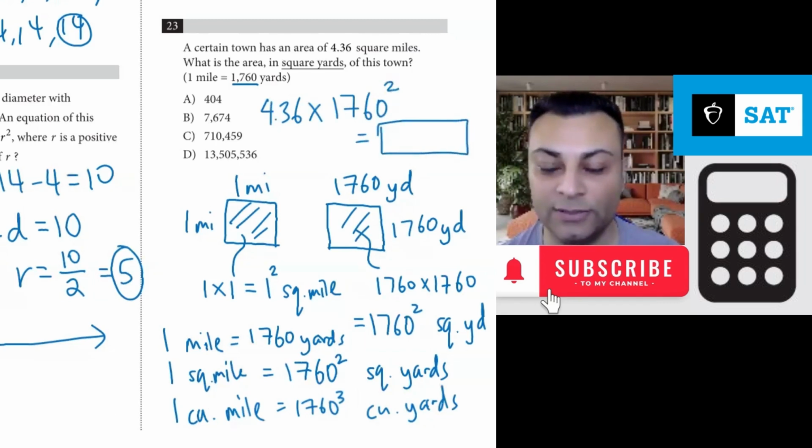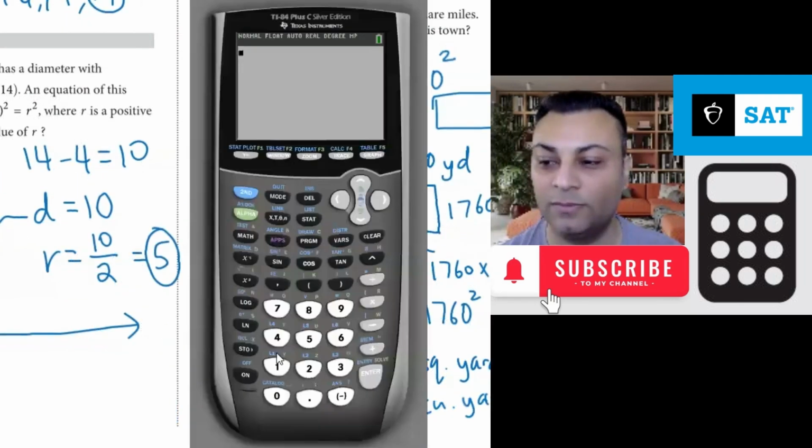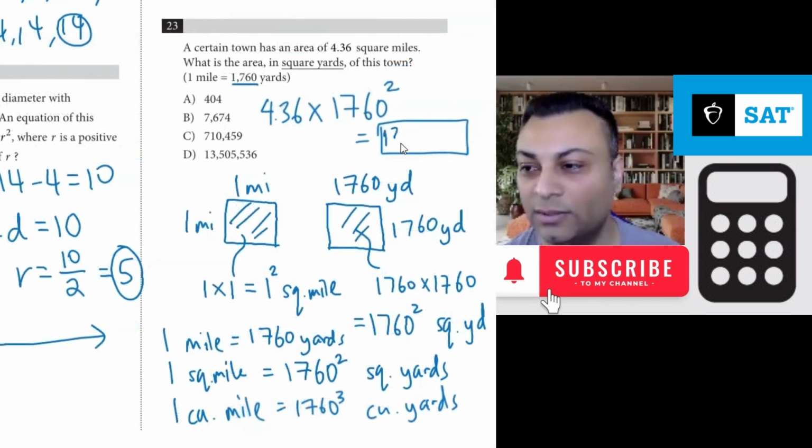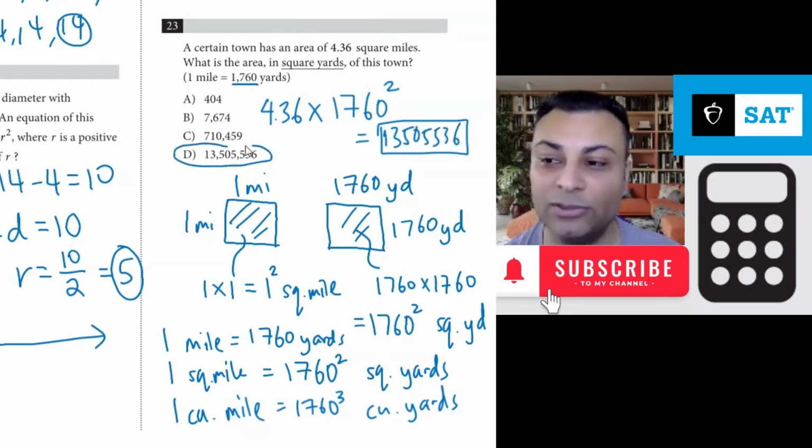Let's go get the calculator for this. So we have 4.36 times 1760 squared. And you get this answer. It's about 13.5 million, but let's write that down. It's 13,505,536, which matches option D, about 13.5 million square yards.